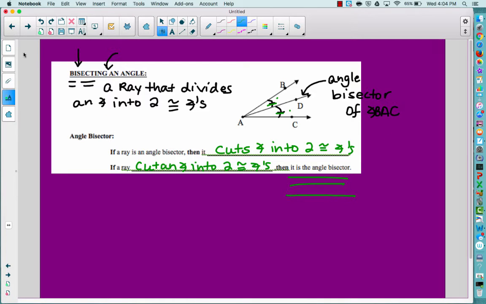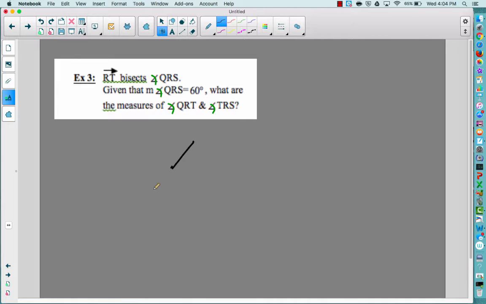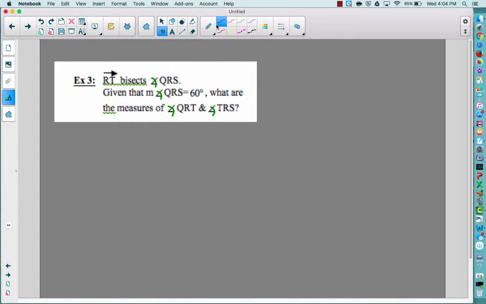All right, so let's just do another example of that. I might do two of them, okay? So first I'm going to do one with numbers. Okay, so RT bisects angle QRS. So I'm going to draw angle QRS. So I draw two rays that meet, they have to meet at R, so I'm going to put the R there, and then I've got a Q and I've got a S. It says RT bisects it. So I'm going to draw a bisector in the middle. I'm going to put a T on it.